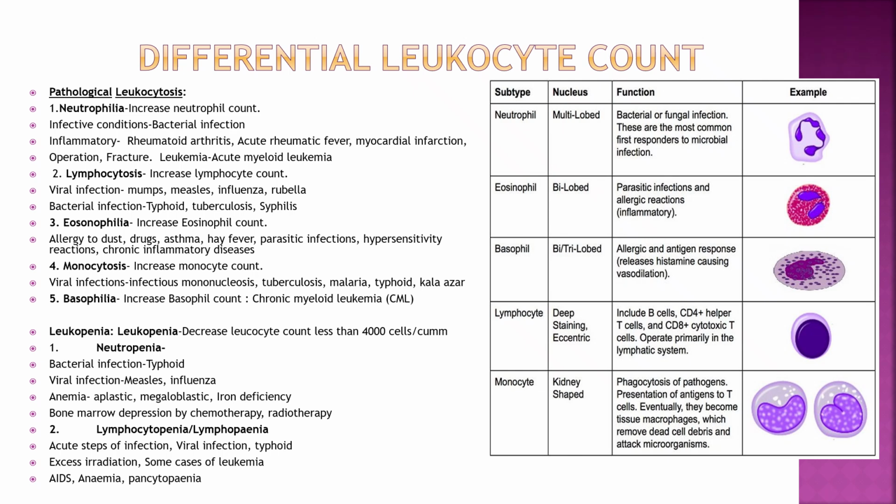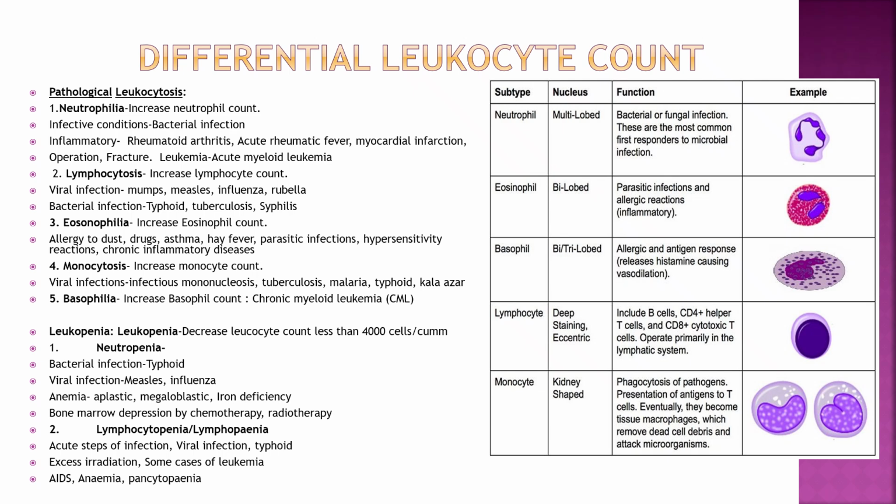Now we can see pathological leukocytosis because of neutrophilia, that is an increase in neutrophil count, and it is seen mainly in infective conditions, that is infection due to bacteria, virus or parasites. Then inflammatory conditions like rheumatoid arthritis, acute rheumatic fever, myocardial infarction, or because of operation, fracture. If the count is raised more than 70 to 80,000 or 1 lakh, it is called leukemia.